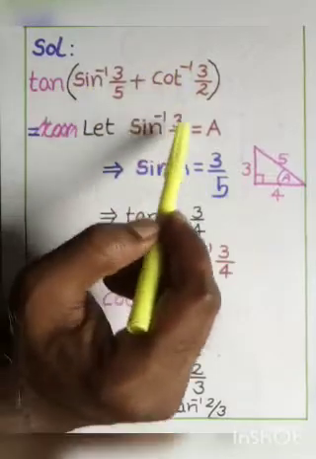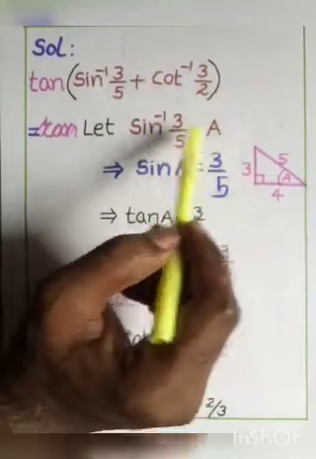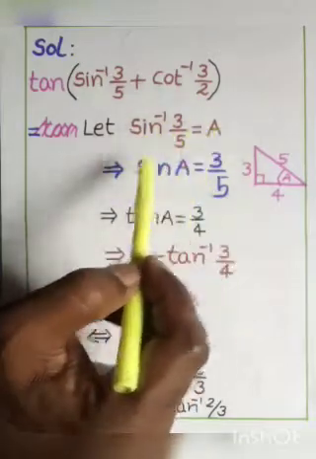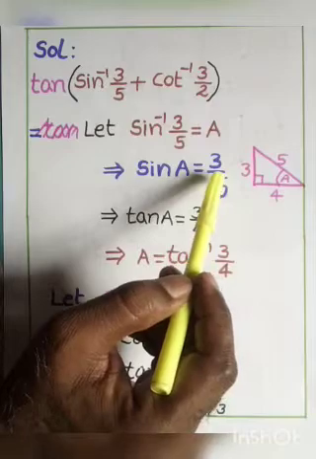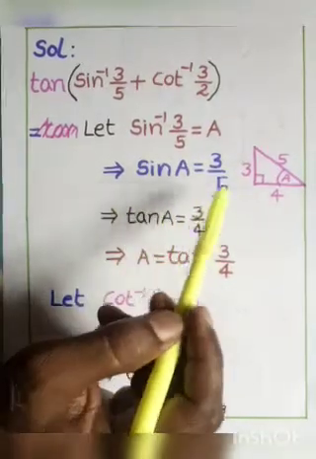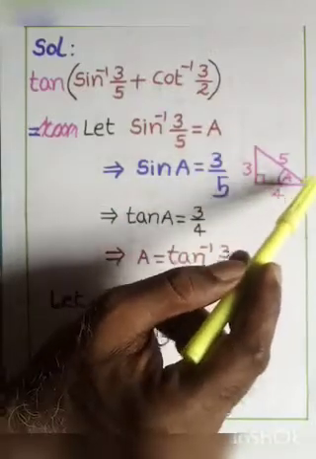Let sine inverse 3 by 5 be equal to a. Let us assume that sine inverse 3 by 5 is equal to a. This implies we can write sine a is equal to 3 by 5. Understood this step, my dear children? Right. Now let us draw a right angle triangle.